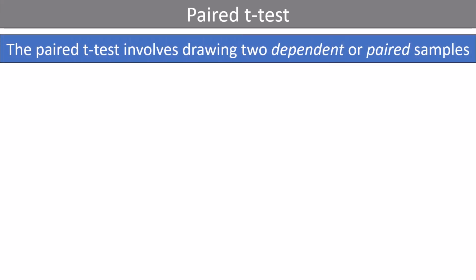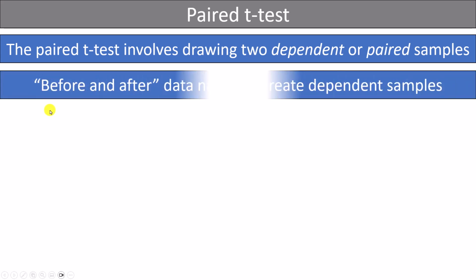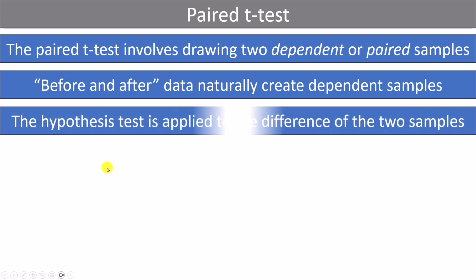The paired t-test is unique in that it is a test that is used for dependent or paired samples. Before and after data naturally create dependent samples. The hypothesis test is applied to the difference of the two samples. So the best way to describe this is just to give an example.